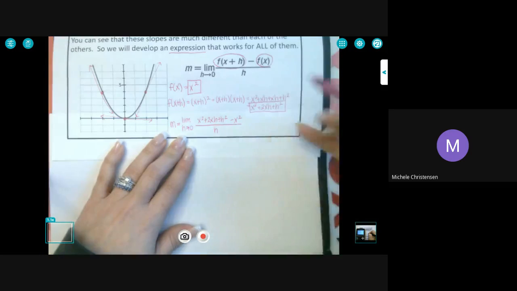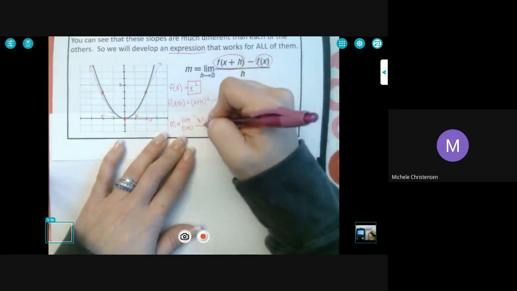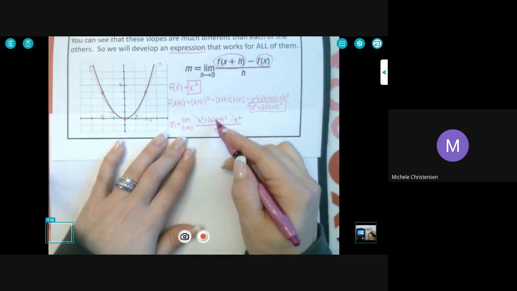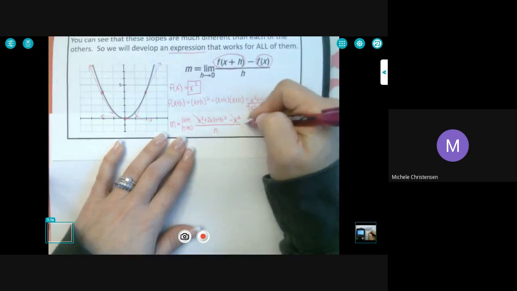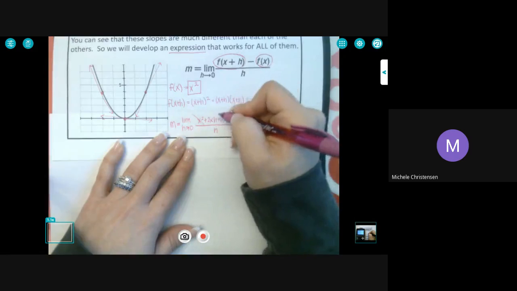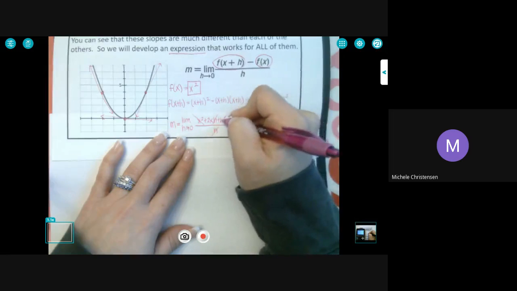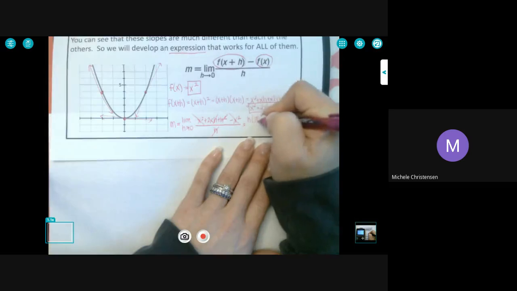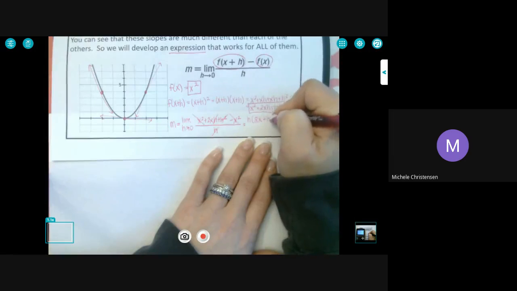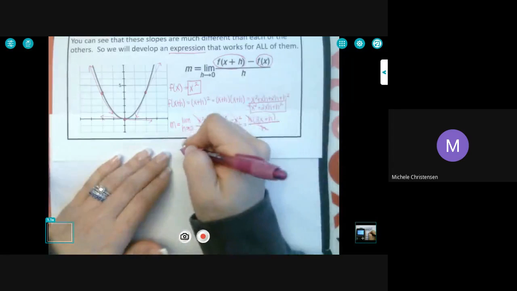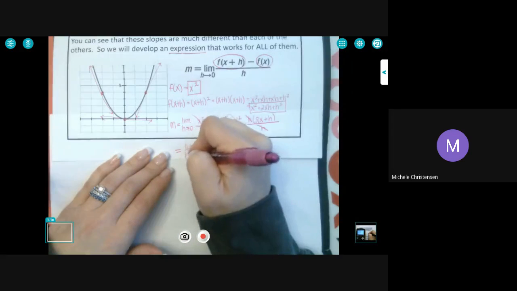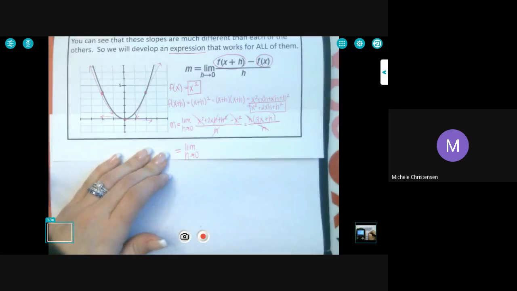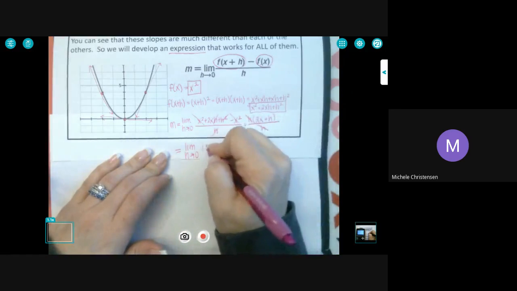I see that these will cancel out. And I could take out a GCF of h there. Or you could just cancel it right here. Those will cancel, and you'll be left with just one h. But what was really happening there? I took out the h, so it was 2x plus h over h, and that canceled. So I'm really looking at the limit as h approaches 0 of just what's left, which is 2x plus h.